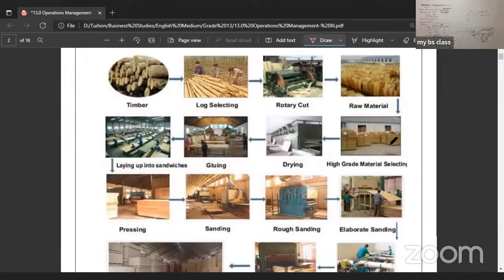Then high grade material selection. Now the timber or wood is classified into high grade ones and medium grade ones, kind of a thing. And dry, they dry it well, removing the water and slight moisture. So dry. And then gluing, right? A gum is used, so there is a gluing process.